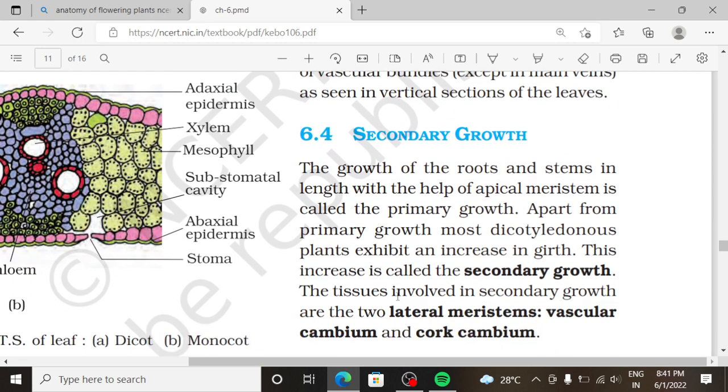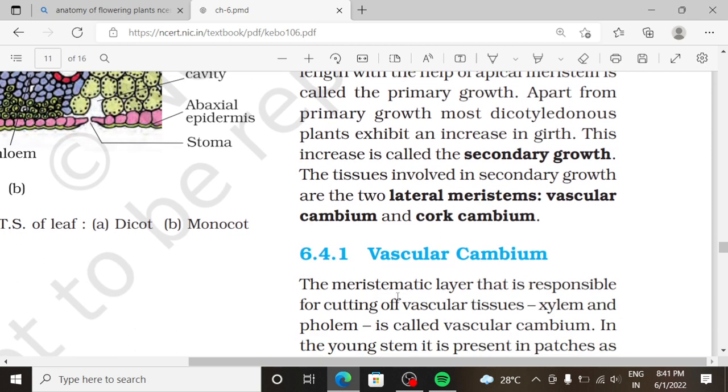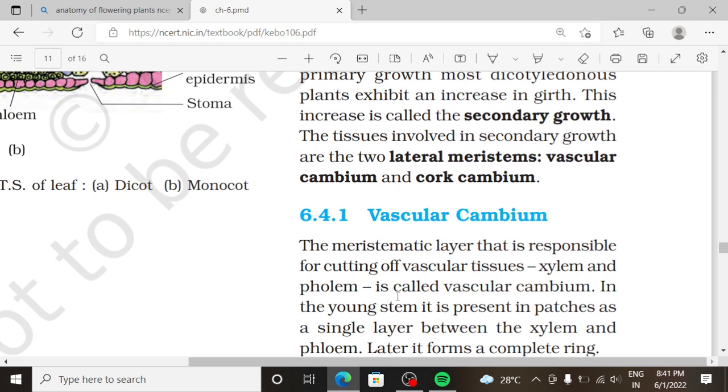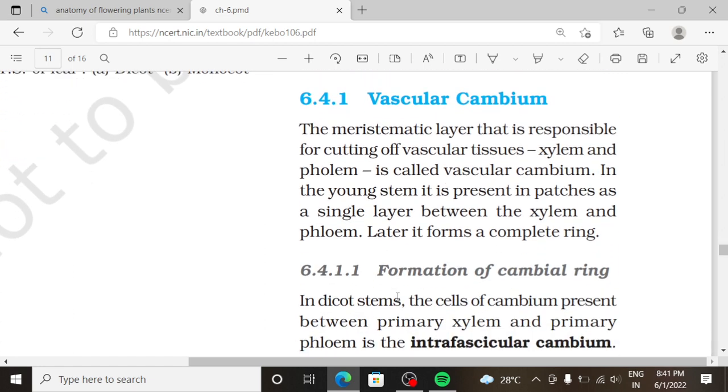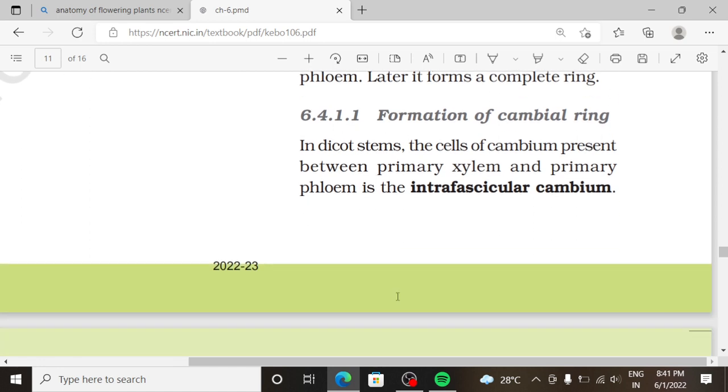Secondary growth. The growth of roots and stems in length with the help of apical meristem is called the primary growth. Apart from primary growth, most dicotyledonous plants exhibit an increase in girth. This increase is called the secondary growth. The tissues involved in secondary growth are the two lateral meristems, vascular cambium and cork cambium. Vascular cambium, the meristematic layer that is responsible for cutting off vascular tissues, that is xylem and phloem, is called vascular cambium. In the young stem, it is present in patches as a single layer between the xylem and phloem. Later, it forms a complete ring.